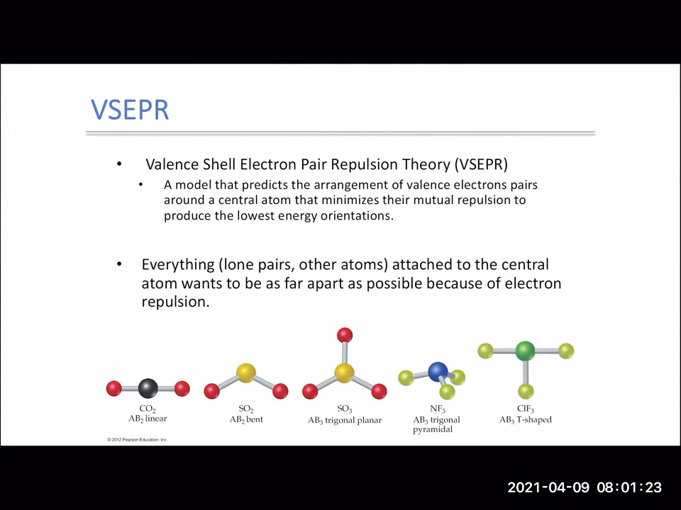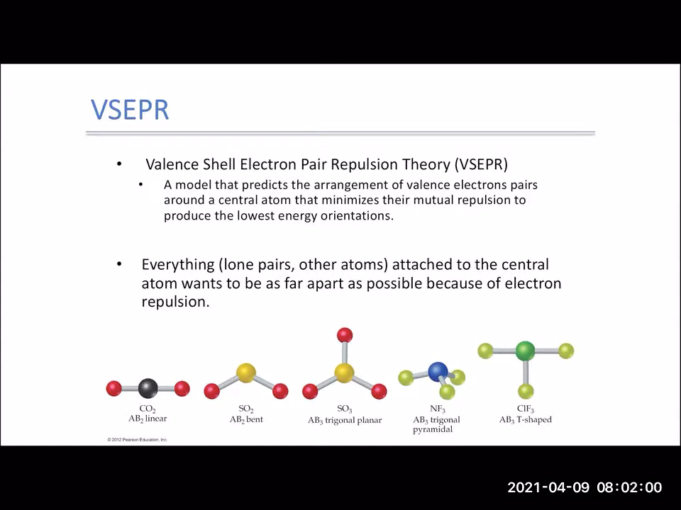It helps us predict the arrangement of the valence electron pairs around our central atom. It states that they arrange themselves around the central atom to minimize their mutual repulsion and produce the lowest energy arrangement. So everything, our lone pairs and other atoms, is going to be arranged around the central atom to be as far apart as possible. This way, they reduce their electron repulsion.